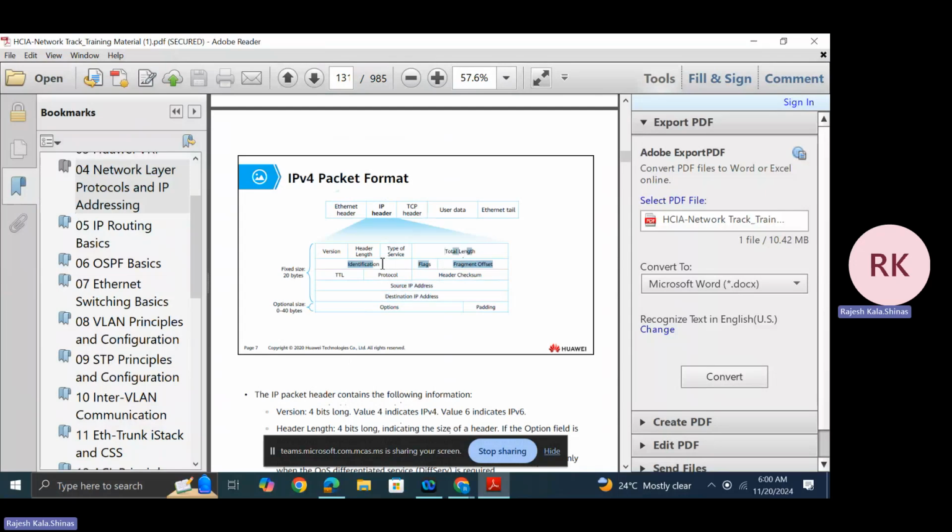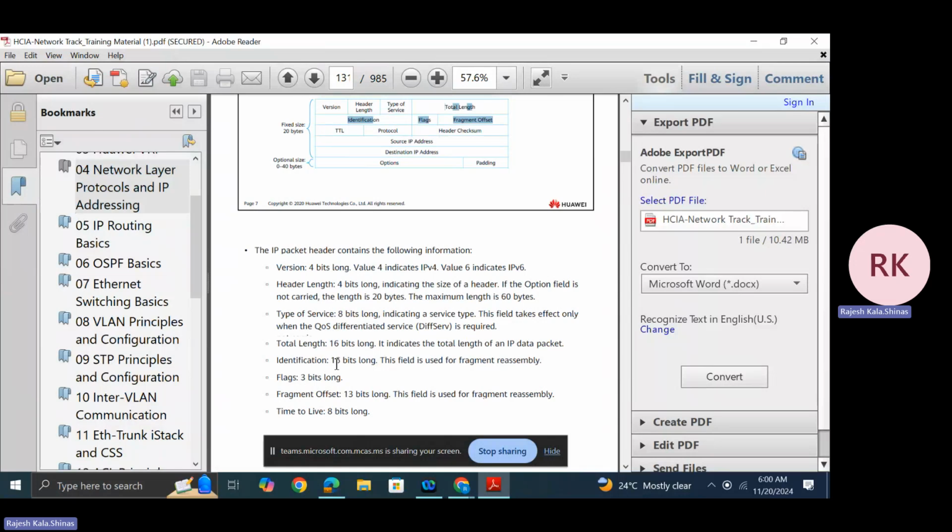Identification. Here we have a concept called fragmentation. The packets may be of big size, but the network has a lower maximum transfer unit, which is how many bytes you can transfer in the network at a time. If that MTU is smaller than the packet size, we have to divide the packet into small pieces, which we call fragments. To identify the fragments, we need identification. That's the identification field, 16 bits long. It is for fragment reassembly. Whenever we divide a packet into fragments, to reassemble them we need the identification number.